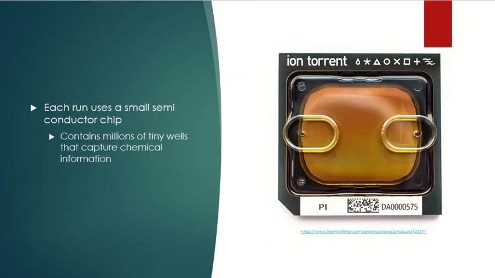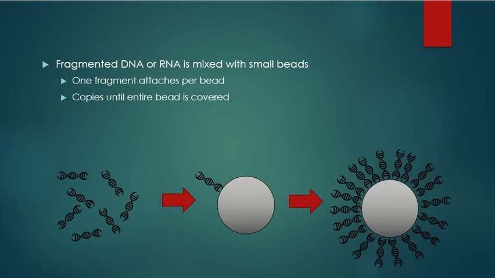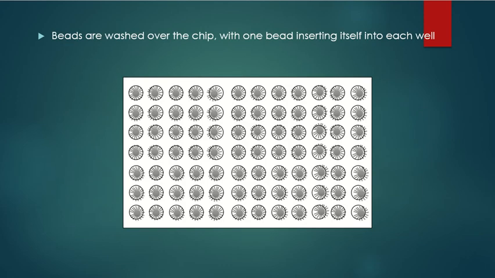The way this machine works is it uses a small semiconductor chip that contains millions of tiny wells that can capture chemical information. In order to read the DNA or RNA, it's fragmented and then mixed with small beads. One fragment of DNA or RNA attaches per bead. An emulsion PCR is used to amplify the fragment of DNA or RNA until it completely covers the bead. Once the bead is completely covered, each bead with its corresponding fragment is put into a well.